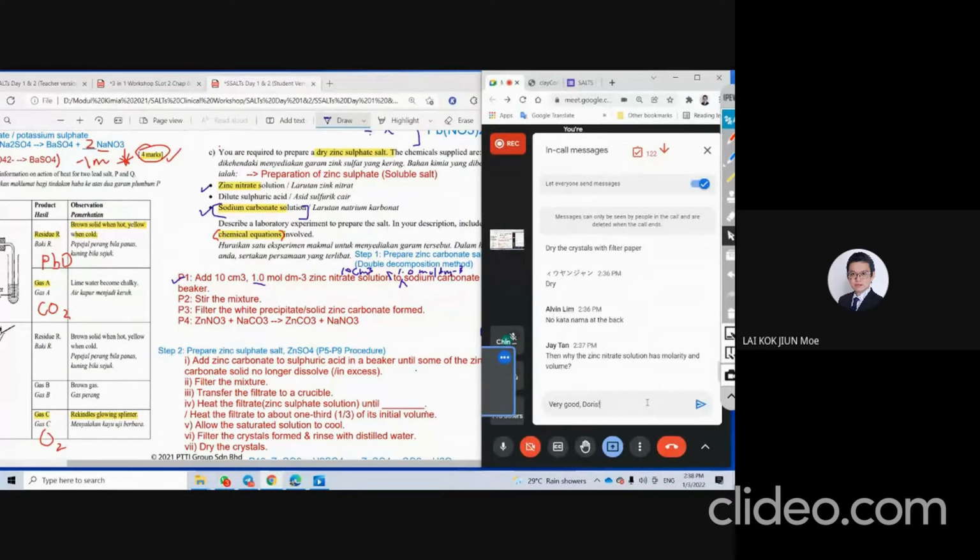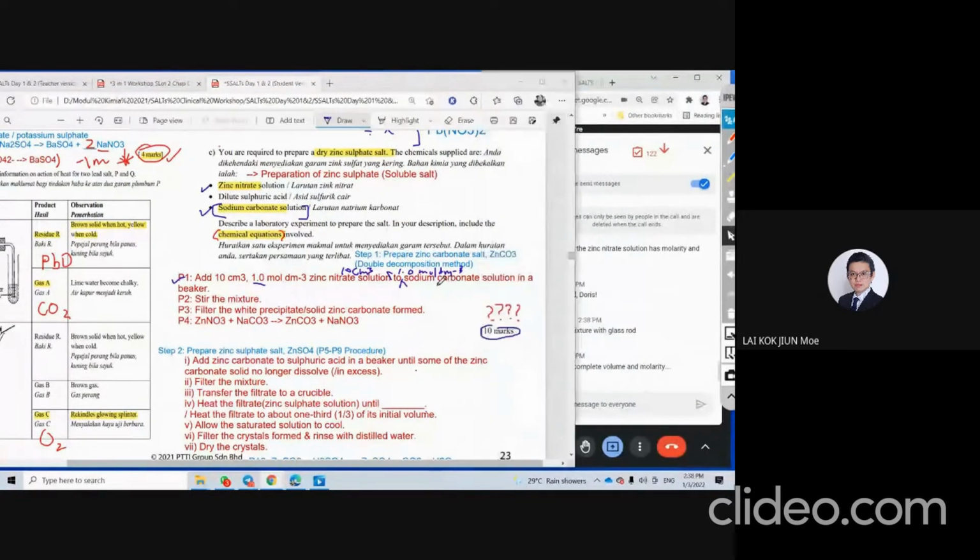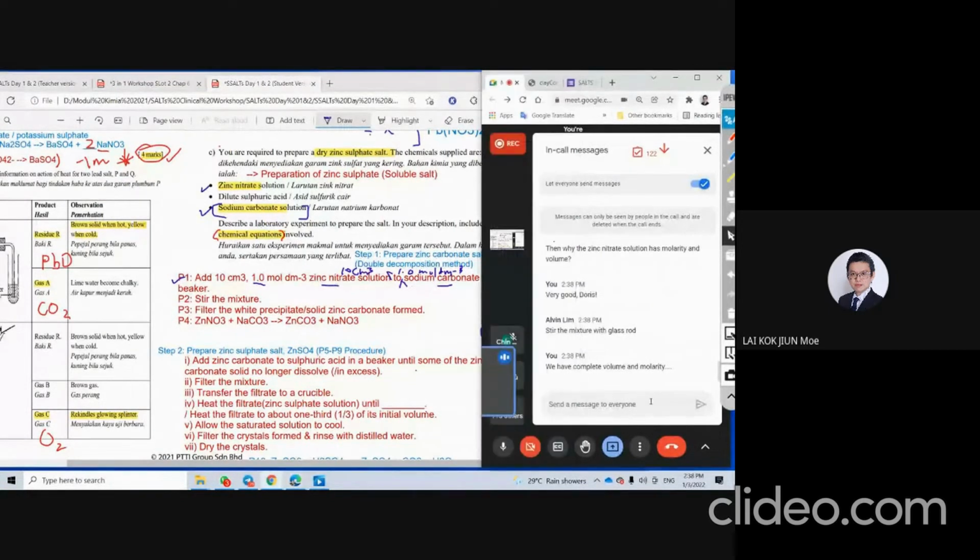Okay, so we have complete volume and molarity. Actually, this one is very good. For zinc nitrate, we have the volume and the molarity. Sodium carbonate is also the same. So I think point 1 is complete, right?